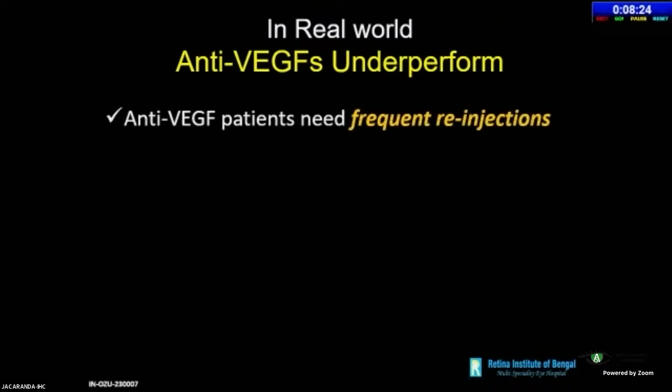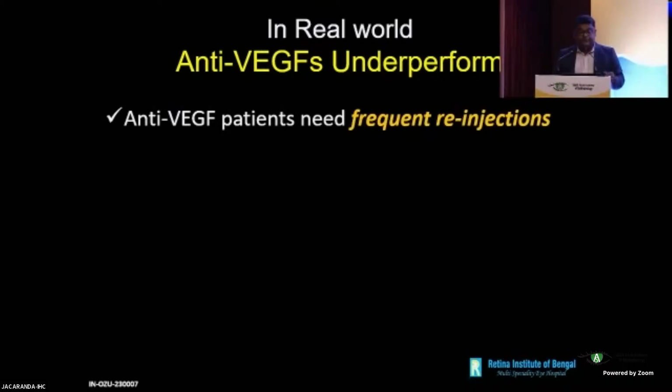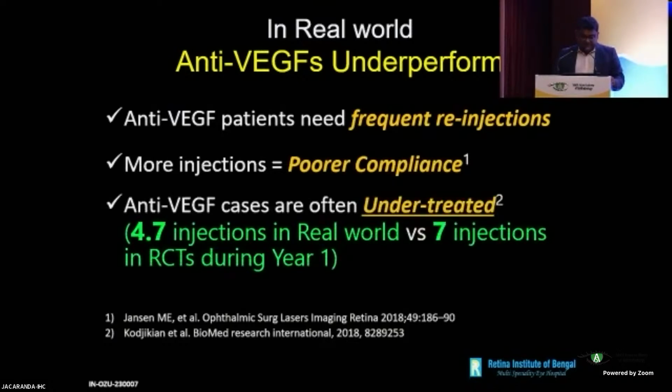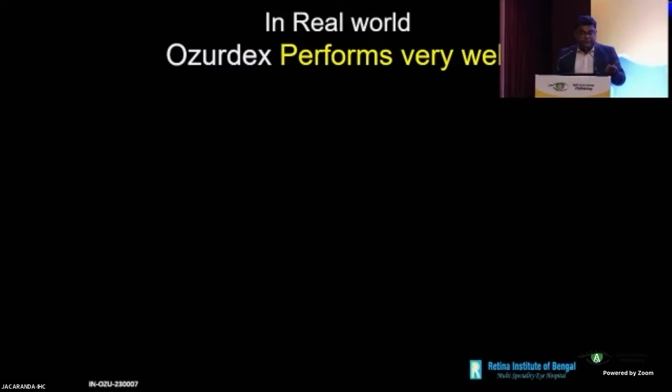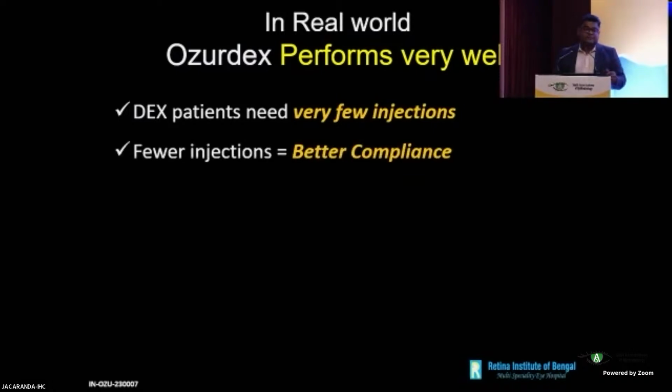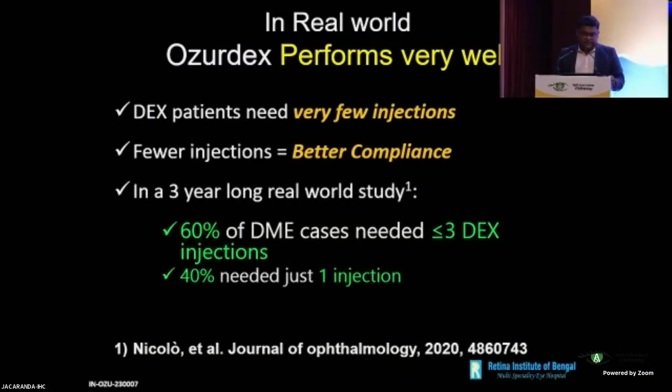And as we'll probably all agree, the main reason is we require frequent re-injections when we are using anti-VEGF. More injections lead to poorer compliance. And in the real world, therefore, anti-VEGF treated cases often end up getting undertreated. Whereas Ozurdex appears to perform very well in the real world, probably because we need fewer injections when treating patients of DME with DEX implants, and fewer injections mean better compliance. We now have 3-year-long real-world studies which show that 60% of the patients of DME treated with DEX implants can be treated with 3 or fewer implants. 40% of the patients require even just 1 implant.